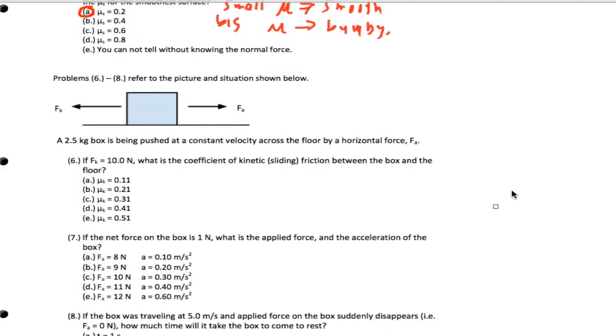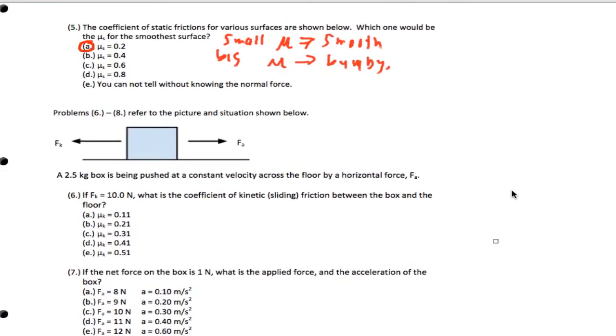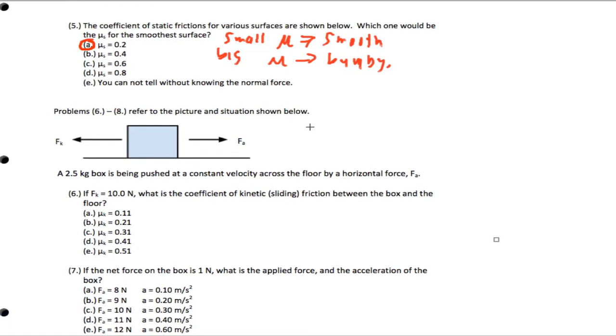All right, now question 6 through 8. These are going to actually refer to pretty much the same free body diagram, but there's going to be a couple changes as the problem evolves. So first, the free body diagram in general, we're going to have a normal force, we're going to have a weight, we're going to have the applied force, and we're going to have a kinetic friction force going backwards.